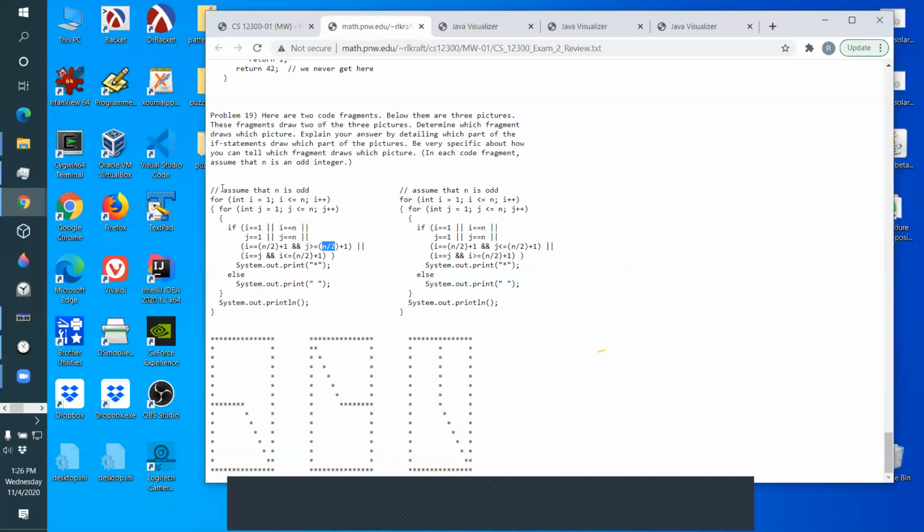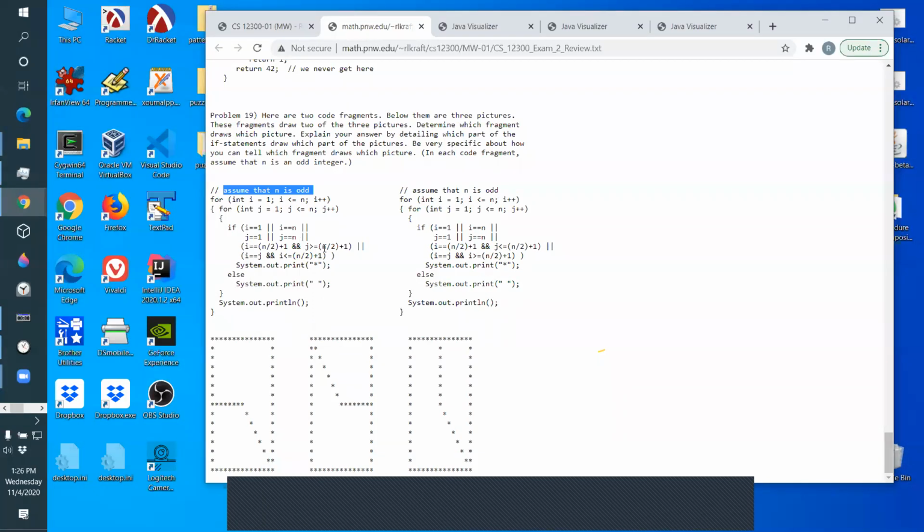notice that here it says assume that N is an odd number. Okay, so to get an odd number, the middle of it, like the middle of 7 would be the number, let's see, 4. See, 4 is the middle because it's got 1, 2, 3 on the left and it's got 5, 6, 7 on the right. So if you had 7 rows, the middle row is 4.